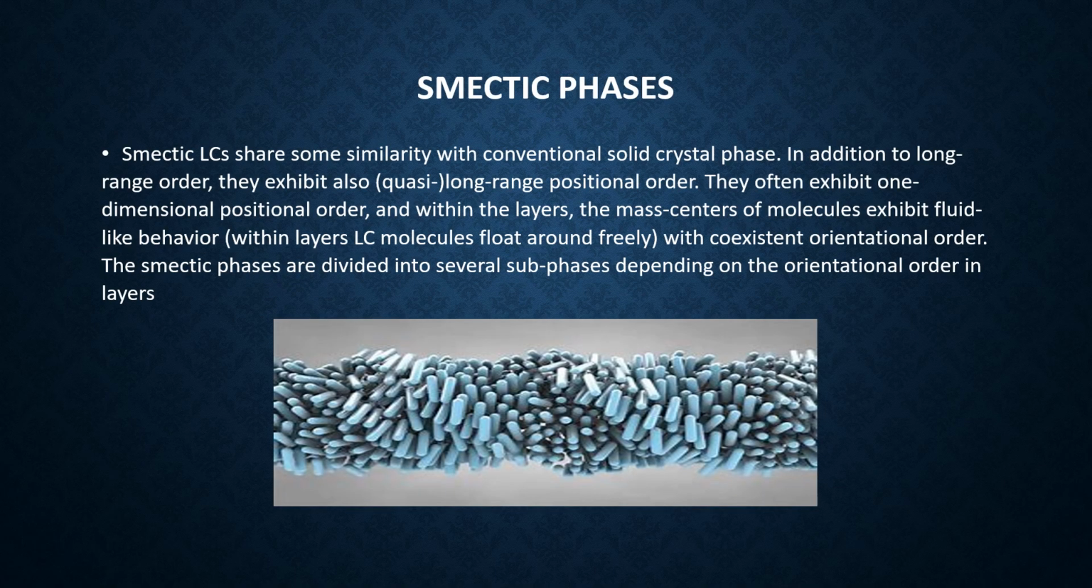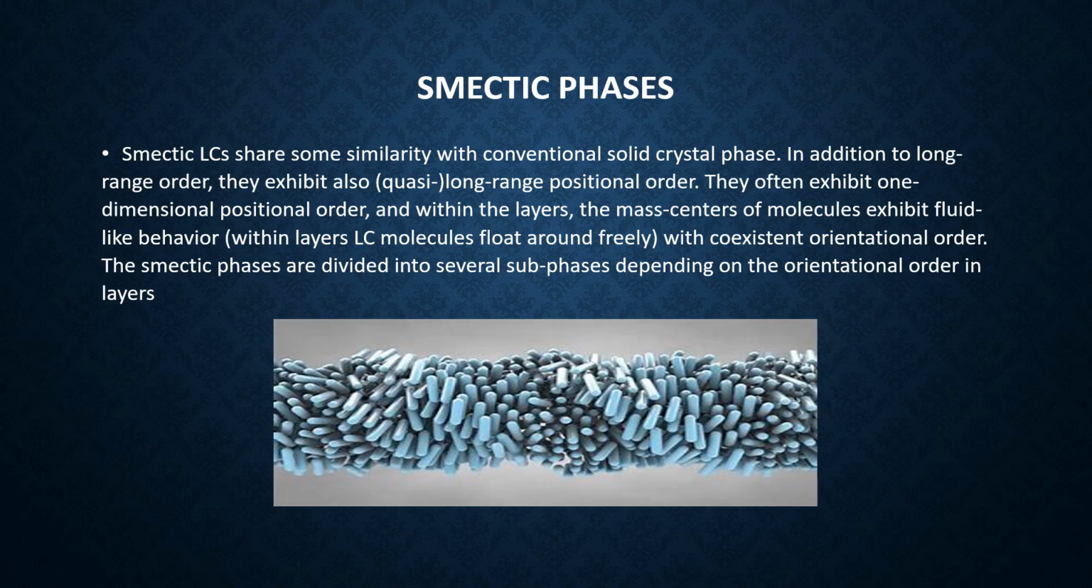Before going into the liquid layers in smectic liquid crystals, we'll see about some of the smectic phases. These smectic liquid crystals share similarity with conventional solid crystals. They exhibit long range order, also called long range positional order, and they are mostly one dimensional positional orders within the layers. So the mass centers of these molecules exhibit fluid-like behavior.